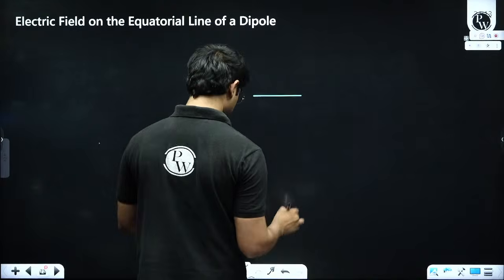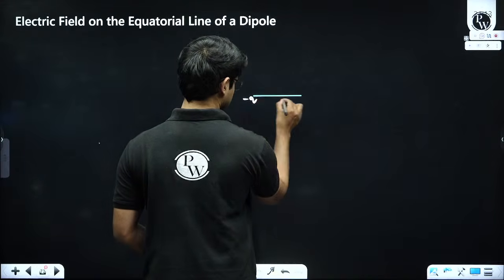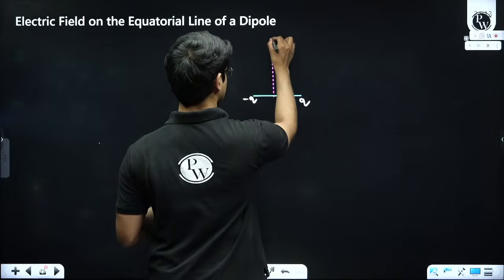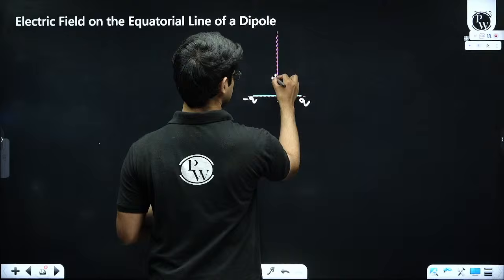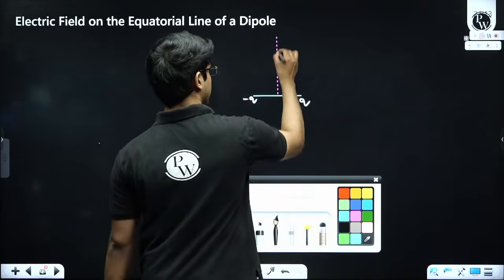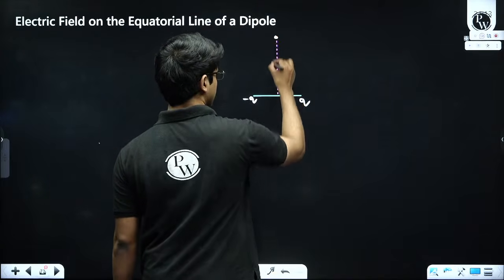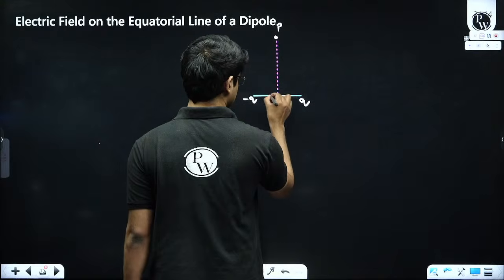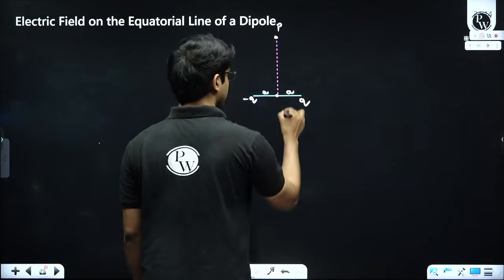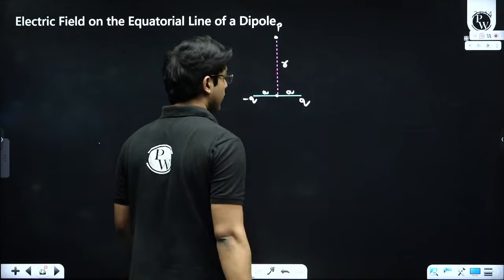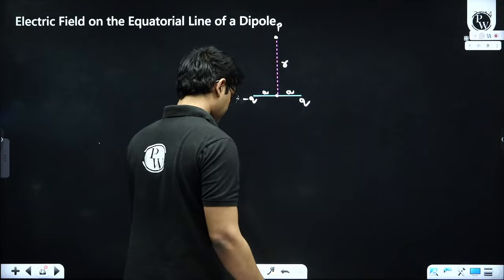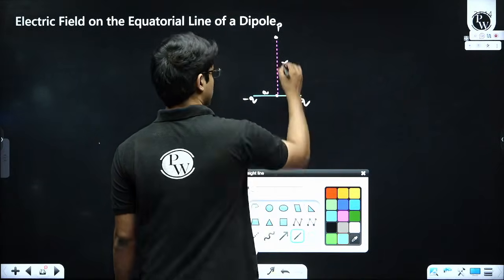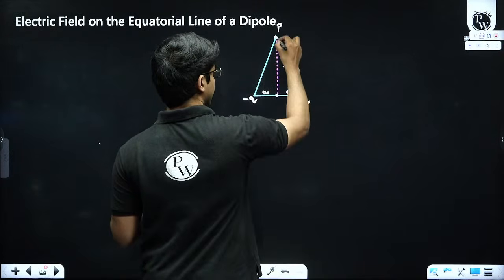Equatorial line means basically if this is minus Q and this is the Q point, then draw the perpendicular bisector like this and choose a point on this line. Okay, this is the equatorial line. Let's say this point. We need to find the field at this point. This length is A, this is also A, and this purple length is R. Once again, R is much bigger than A. Connect these 2 points and these 2 points.